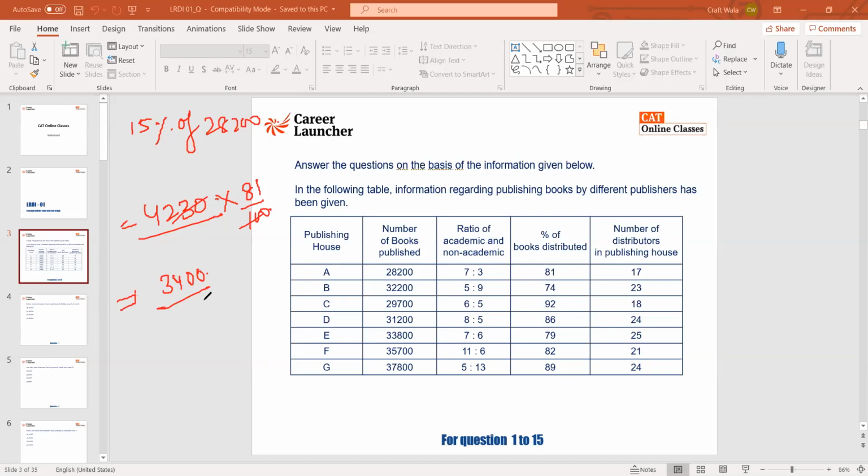Now, this is distributed by how many distributors? 17. So 17 people are getting these many books. So how much will per person get? So per person should be getting approximately around 200 books. Right? So my answer for this one should be 200. I hope this is clear now, Priya.